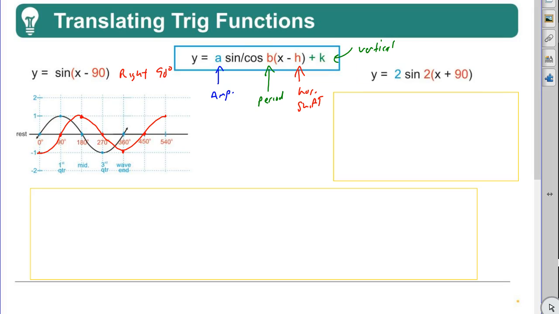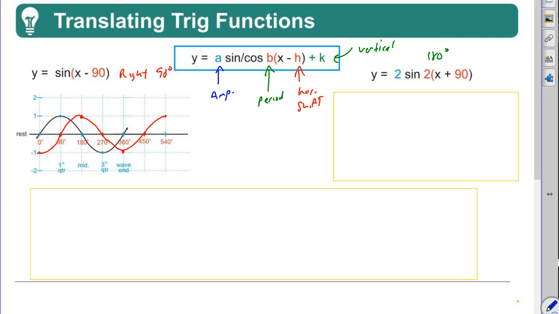All right, what if we had something like this? So now we have an amplitude of 2, right? 2 sine. And then we have a 2 multiplier out in front, the period. So now there are 2 waves in every normal 360 degrees. So the period of each wave then is a 180 degree period. All right, so we got an amplitude of 2, we got a period of 180.